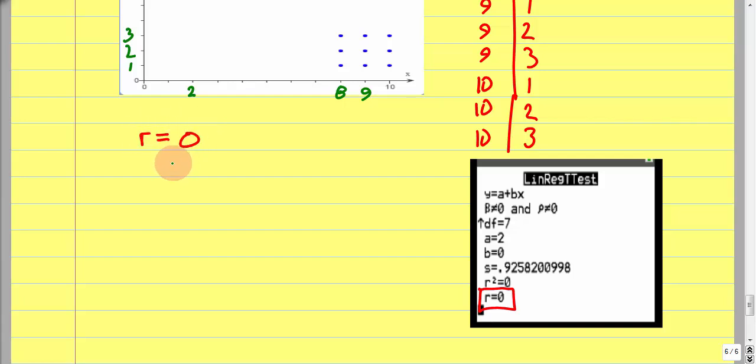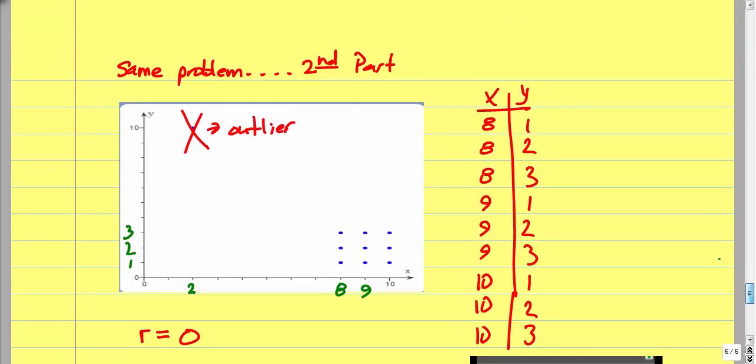So I think eventually what I'm going to get to when I run my hypothesis test is fail to reject H0. And when I fail to reject H0, that's going to tell me there is not a linear correlation between the random variables x and y if I throw out this outlier point. Okay, so those are the things that we want to look at here when we run into these.